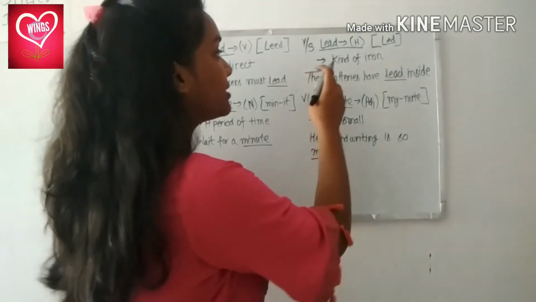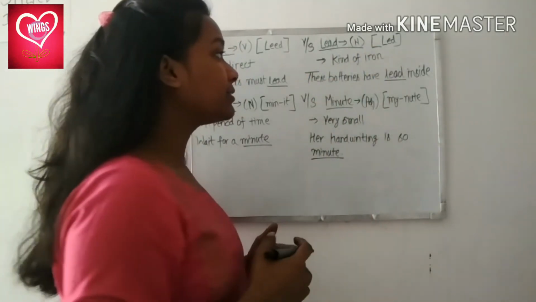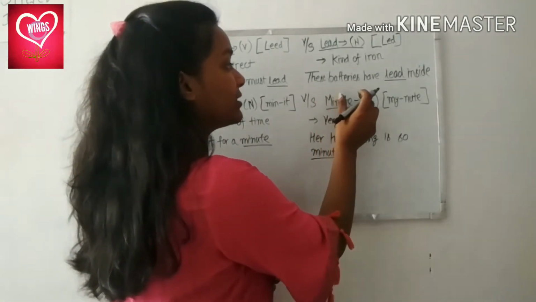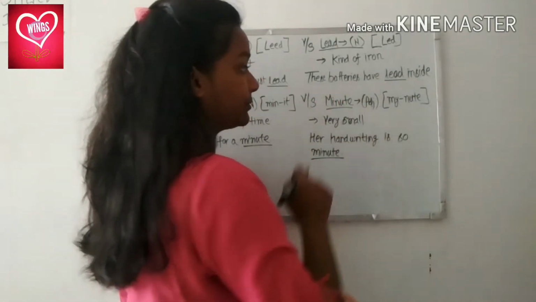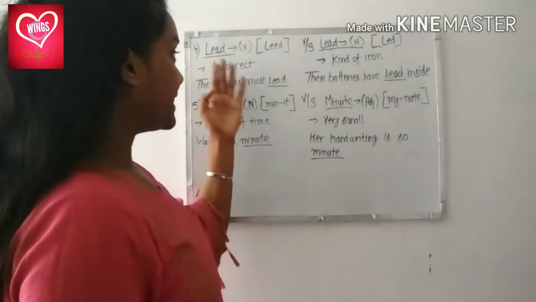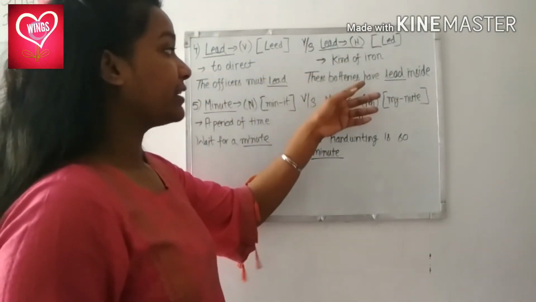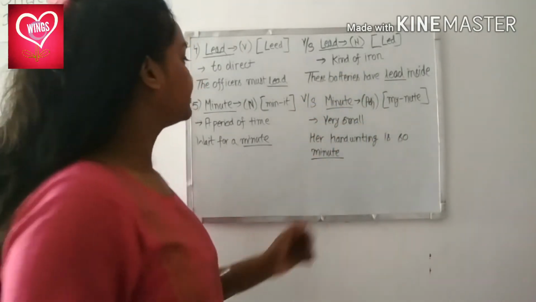And the second one is lead. That means a kind of metal. These batteries have lead inside. Lead, to direct, and lead, a kind of metal.